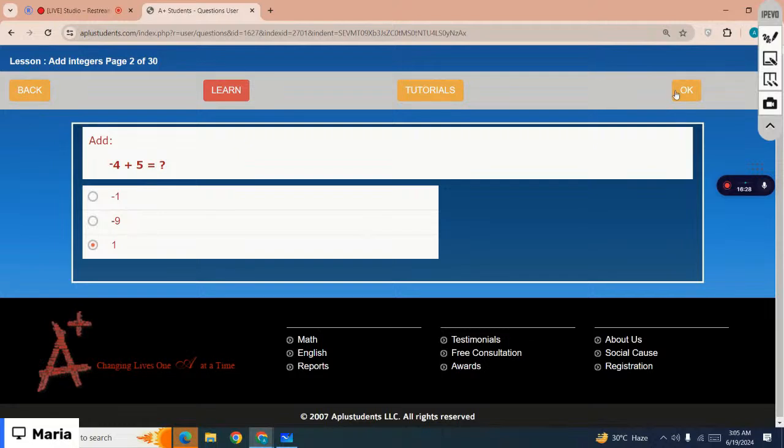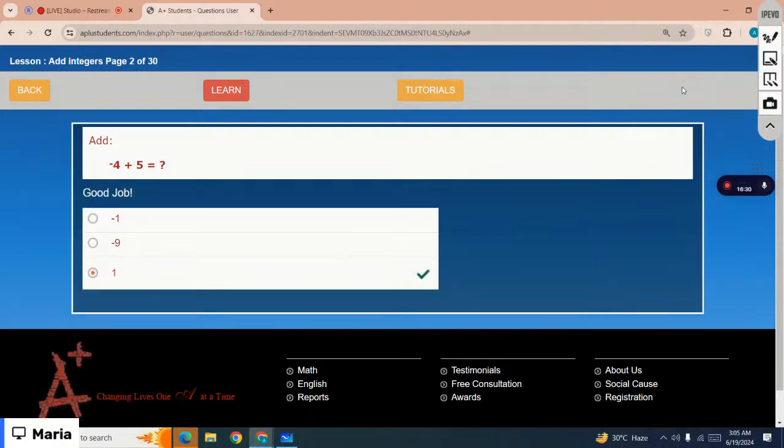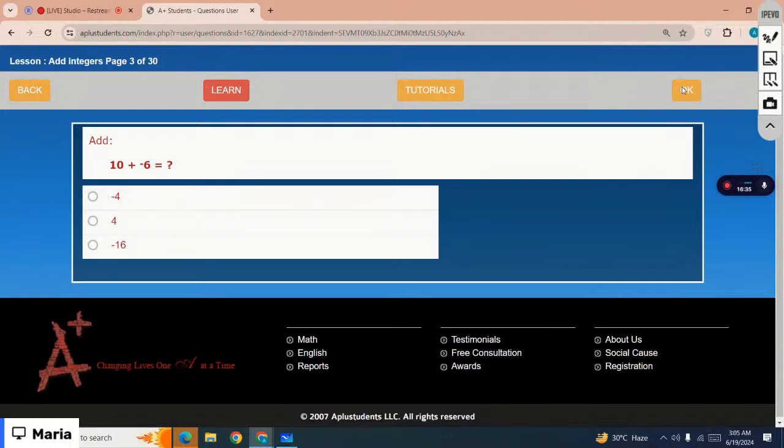Greater number. So the correct option is 1. 10 plus negative 6. So you have a negative number, right? That means you have to subtract them, and 10 is the greater number, 10 is positive. So 10 minus 6 is 4. The correct option is 4. Got it? The correct option is 4.